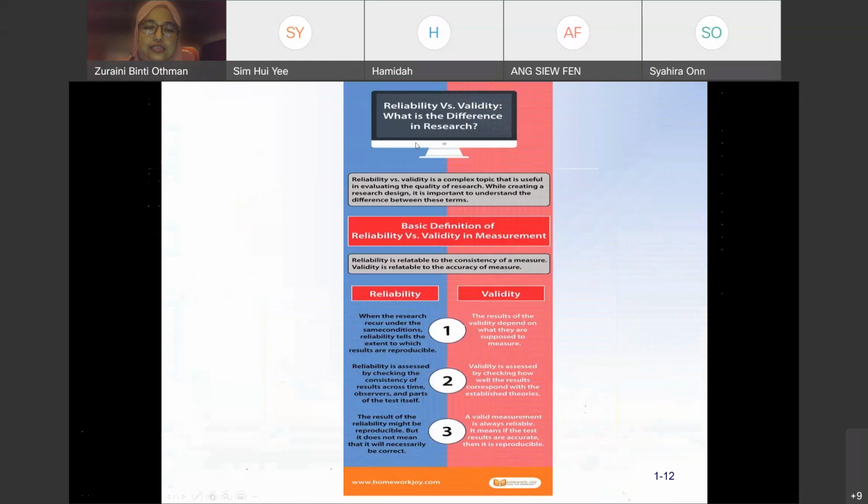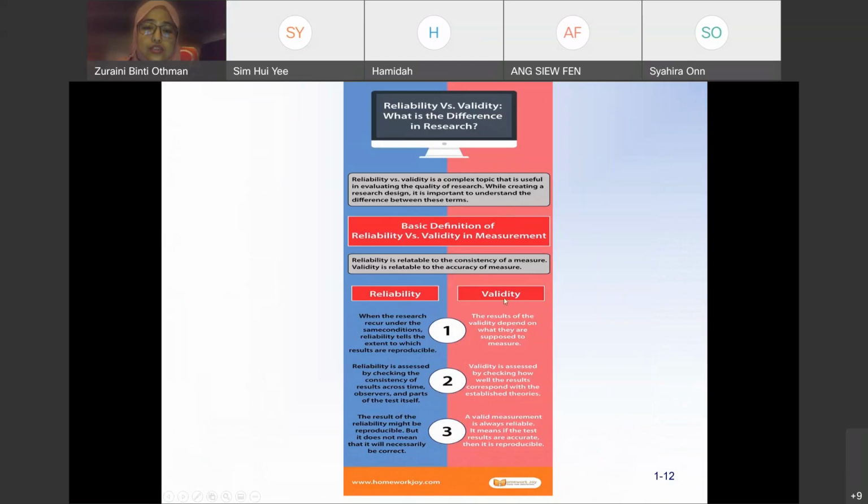Okay, this is further explanation about reliability versus validity in research. Reliability versus validity is a complex topic that is useful in evaluating the quality of research while creating a research design. It is important to understand the difference between these terms. In research, we call it reliable when the research can be repeated under the same condition. Reliability tells the extent to which results are reproducible.